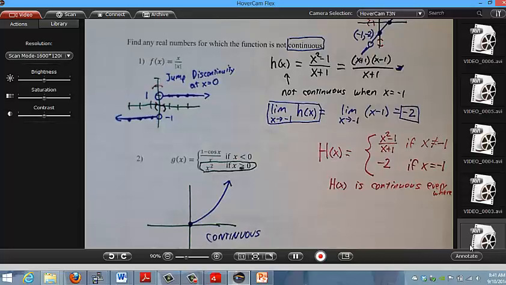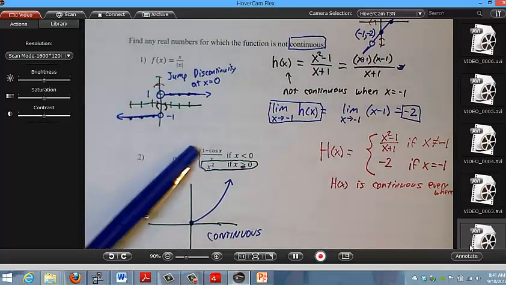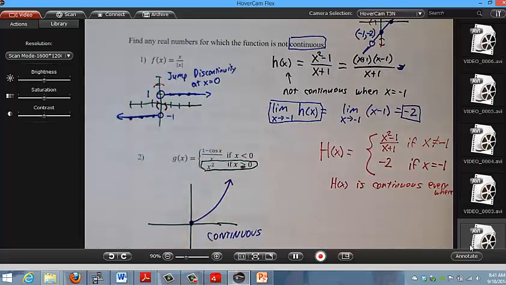Okay? Now, I'll be honest with you. That other thing right there, (1 minus cosine x) over x, I don't know what it looks like, and I didn't graph it yet. But I still know that when x is less than 0, we are continuous. How do I know this? Well, because I know something about cosine.